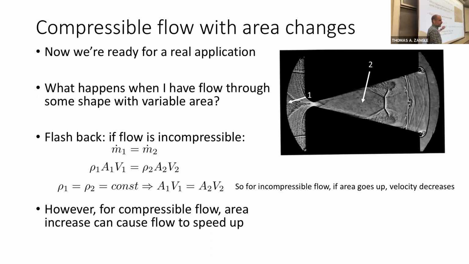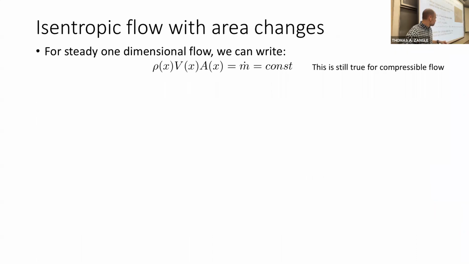In compressible flow, this is not always true, okay? So in compressible flow, we're stuck with this expression here, right? Because density varies in compressible flow. And so under some conditions, and we're going to talk about what those conditions are, if we increase the area, we can actually get the flow to go faster. Okay, so under some conditions in compressible flow, as we move from some narrow region to a wider region, the flow can actually speed up. Okay, so this is a big difference here.